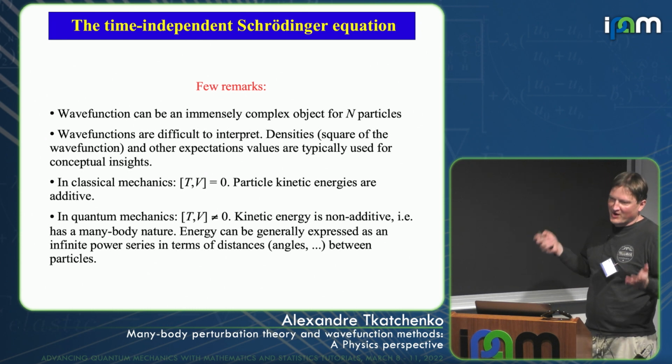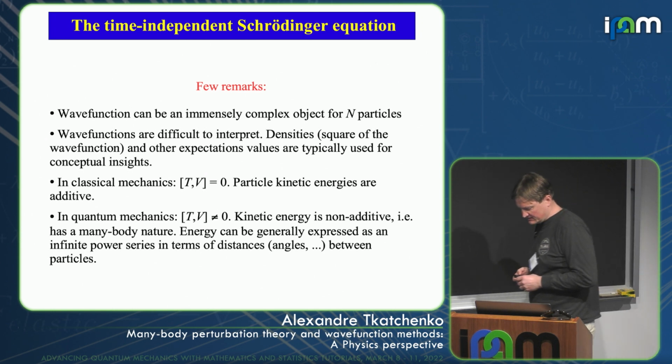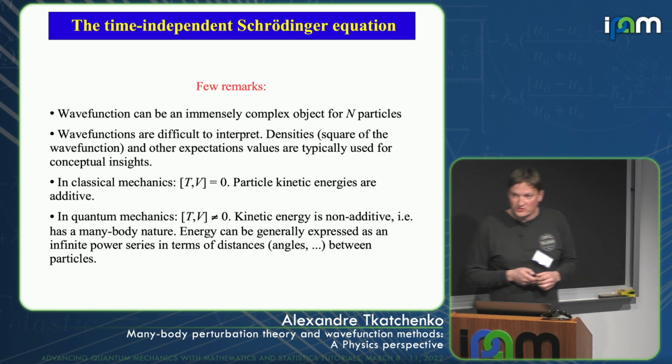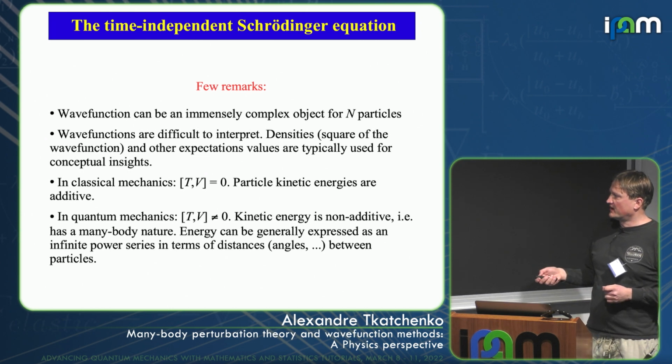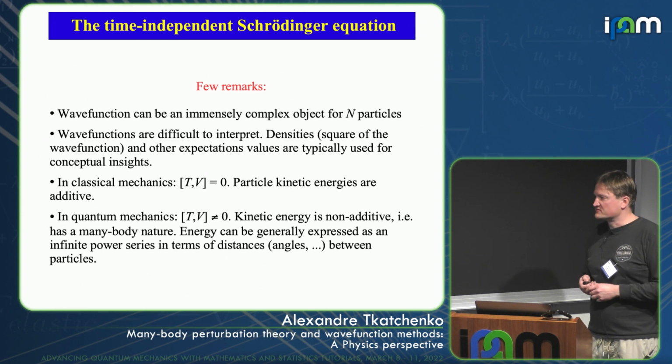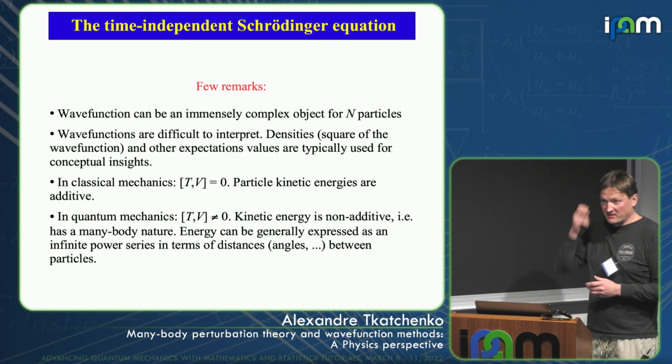Part of the complexity of quantum mechanics, of course, arises from the fact that you have commutators, which are not trivial. And so in classical mechanics, the commutator between kinetic and potential energy is 0. And so that means that particle kinetic energies are additive, and so the problem becomes very simple. But in quantum mechanics, this is no longer true. And so kinetic energy is a highly non-additive energy, and so it has a many-body nature.